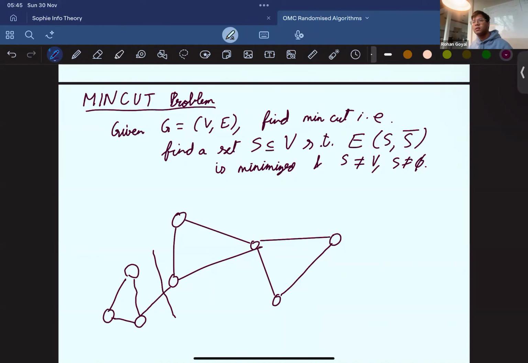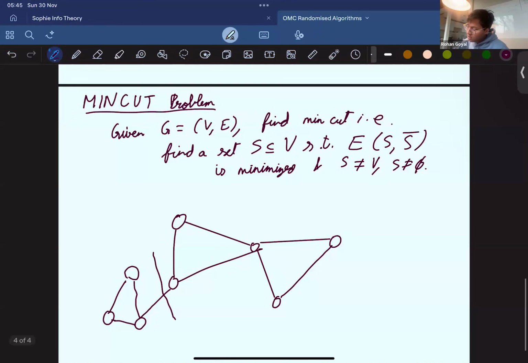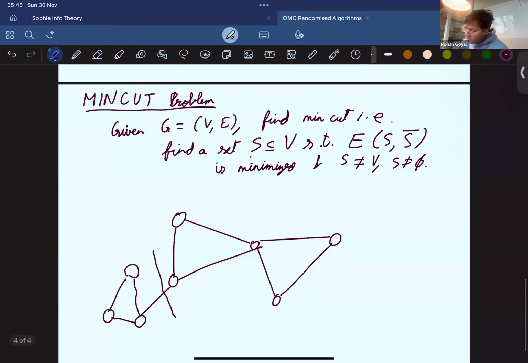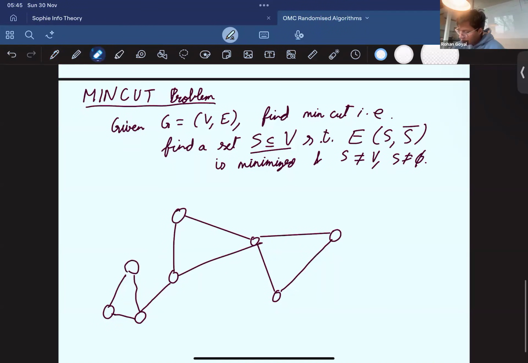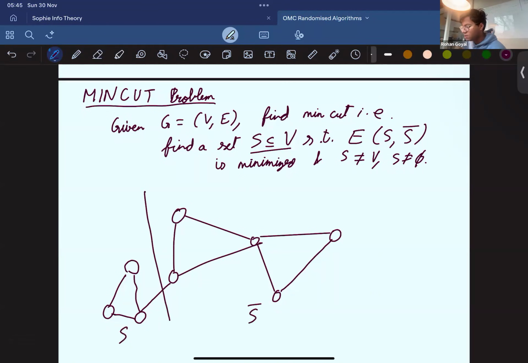Does that make sense? Can you repeat what a min-cut is? A min cut is just a set such that the number of edges going across it is minimized. What do you mean by going across it? So if I divide the graph into parts like this is S, this is S bar, then there's only one edge going across.